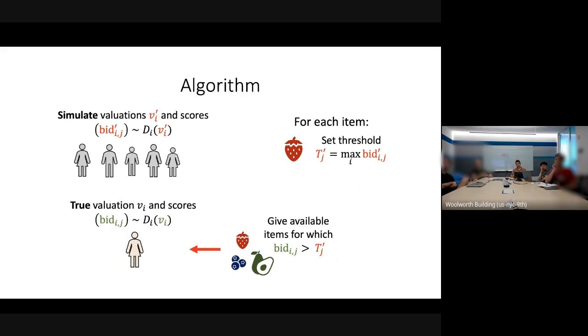And then when we get the true valuations, we again transform the valuations into bids using these random score generators, D_i, and give the agent all available items for which the bid is larger than the threshold t prime. So in this image, we'll give agent i all items j for which the bid of i for item j is larger than the threshold t_j prime. And if you think of this for the single item, it is basically the same algorithm if this mapping is the identity, right?